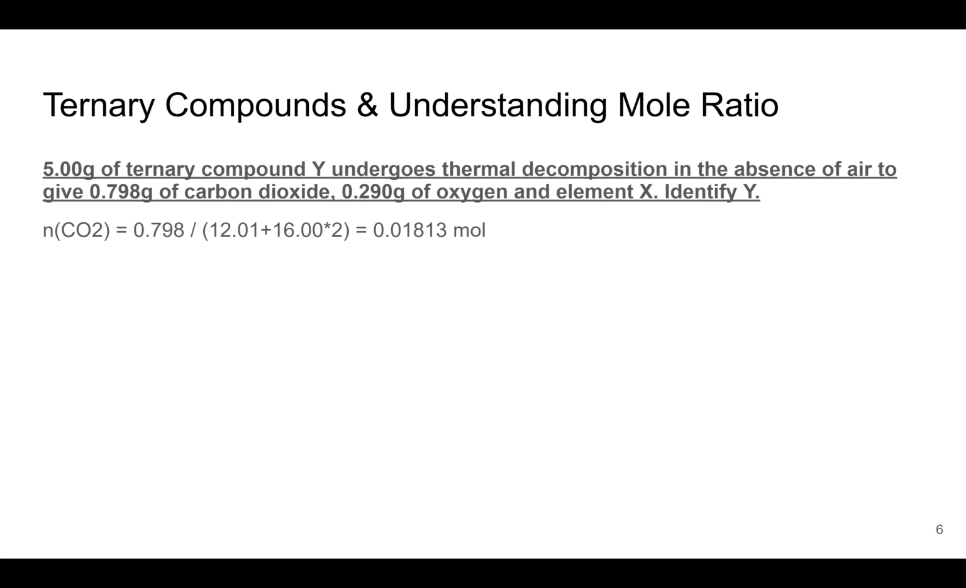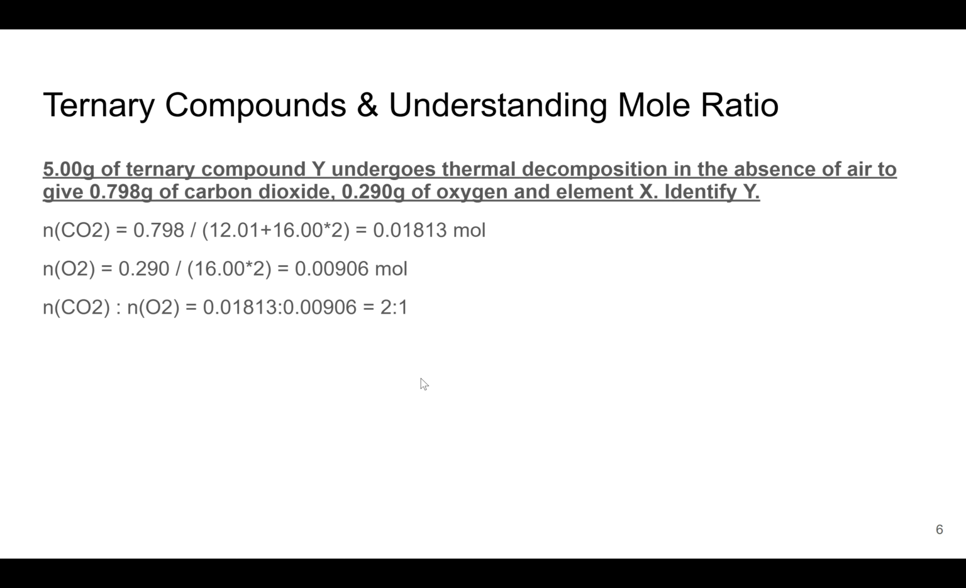We just take the total mass divided by the molar mass, and that will give us the number of moles of that substance. So for carbon dioxide, we can take 0.798 divided by its molar mass, which is 44.01, and that gives us 0.01813 moles. We do the same thing for oxygen, and we get 0.00906 moles.